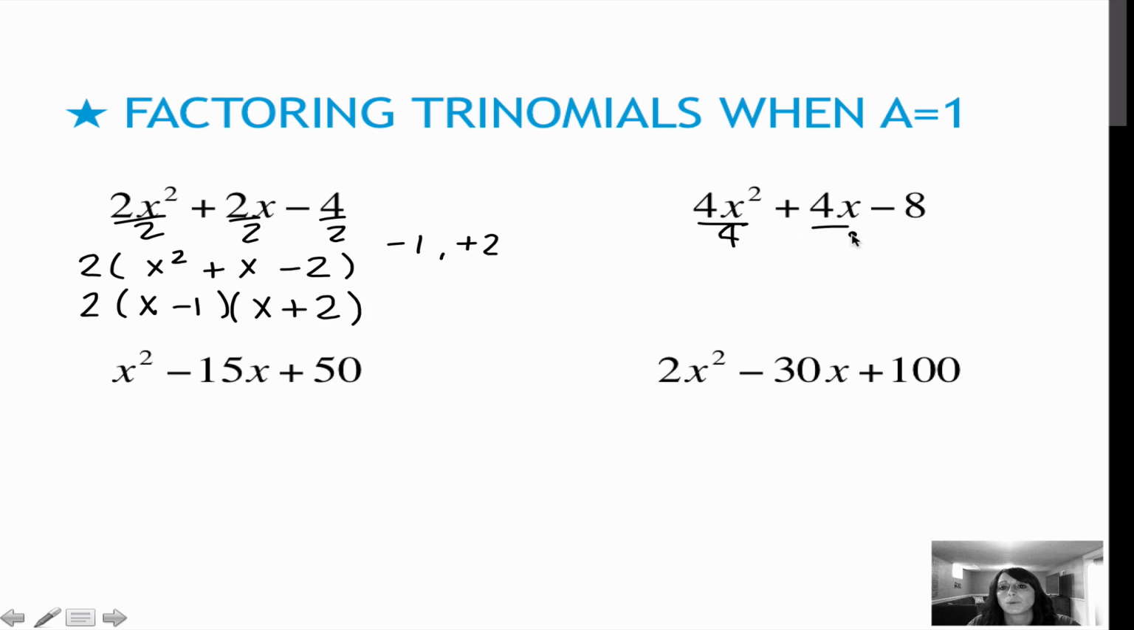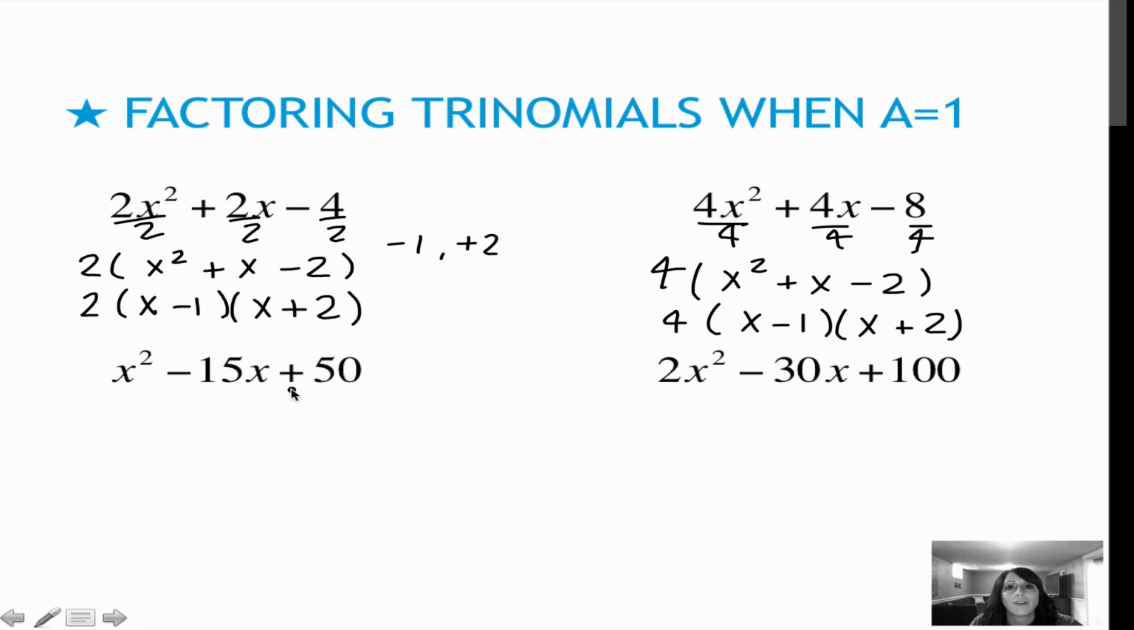Here, my GCF would be 4. So 4 on the outside, and then x squared plus x minus 2. So notice I actually got the exact same thing as x squared plus x minus 2. So this one is still going to be x minus 1, x plus 2.